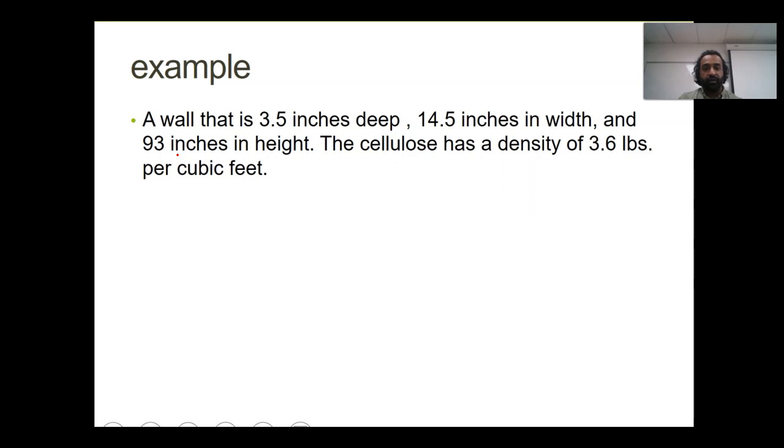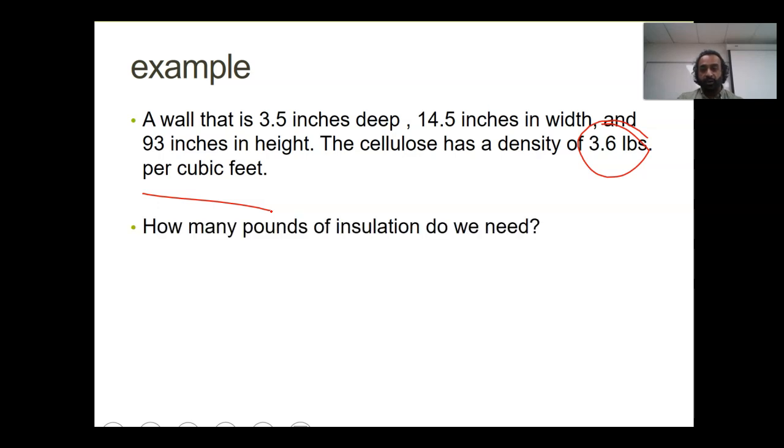And we would like to find this, the cellulose recommended density per cubic feet. So we need to find the volume, then find what is the weight required for that cavity. So how many pounds of insulation do we need for that?